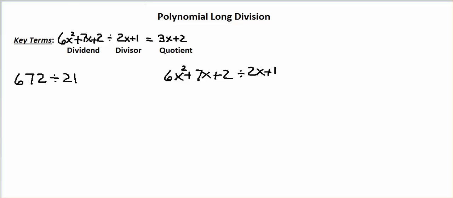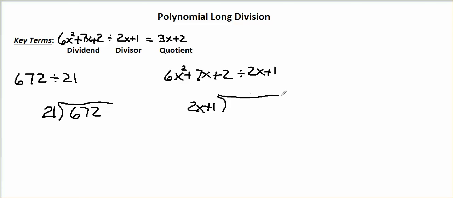So let's go ahead and start with just long division with numbers. The very first thing we do when we look at long division with numbers is we set up a long division statement, and we'll do 21 into 672, and we're going to do the same thing. We're going to set up something very similar for polynomial long division. We're going to take our divisor and put it in the same kind of form with our dividend inside under the bar.